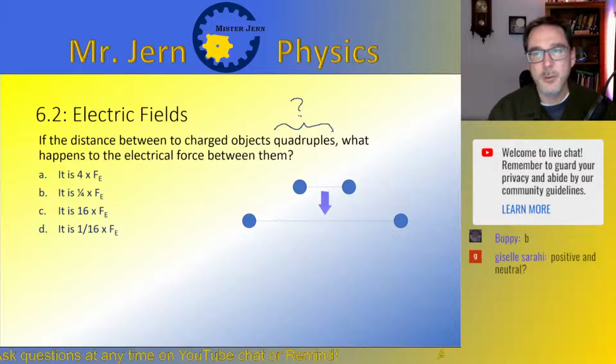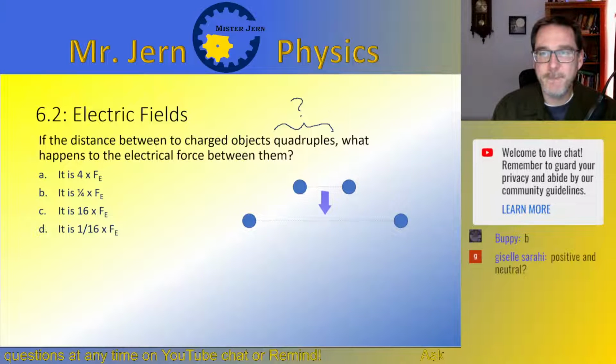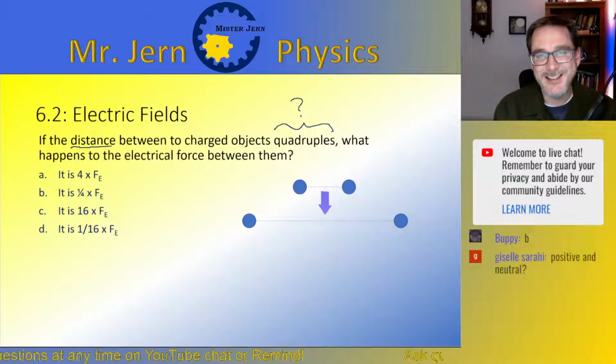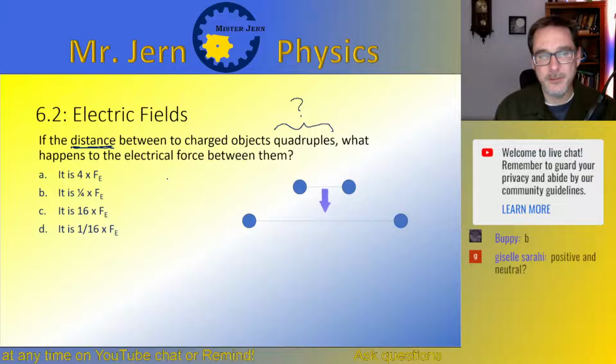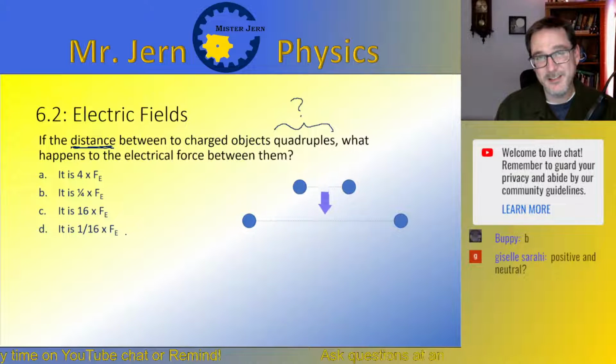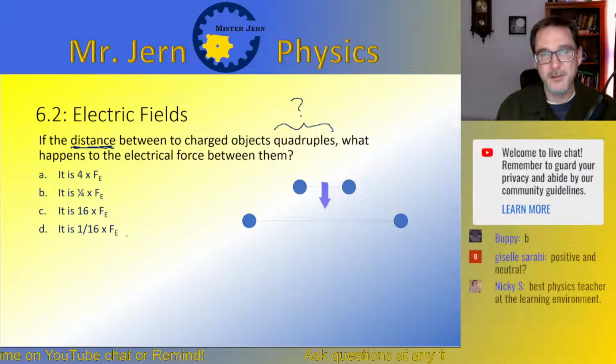So it quadruples, meaning it is 4 times the distance. There are 2 things we've got to keep track of. Distance is one of them, when we're talking about Coulomb's law. When the distance changes, what's the answer?